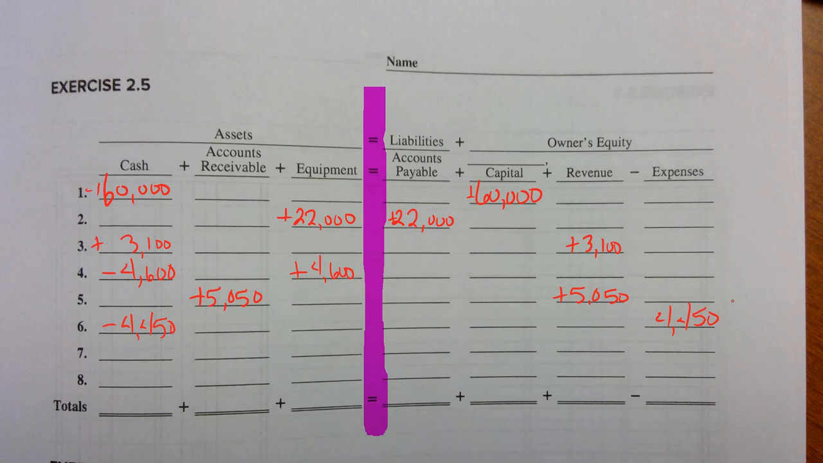All right, number 7 is we received $3,200 in cash from charge account customers. So we received $3,200 in cash from charge account customers who originally paid with accounts receivable. So that account will be reduced by $3,200. And then number 8, we paid $1,300 to a creditor on account.